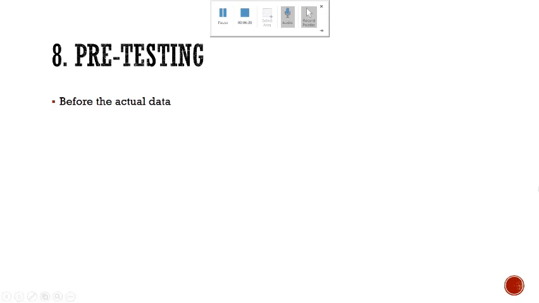Pre-testing means that you need to have a trial before the actual data is collected. You need to give your questions to an expert to review them. It doesn't matter whether it's quantitative or qualitative, just review the question, number one. And number two, you need to know about the trial data before the actual data.